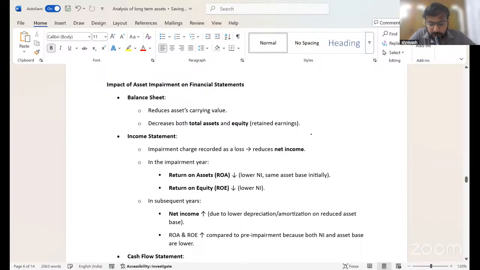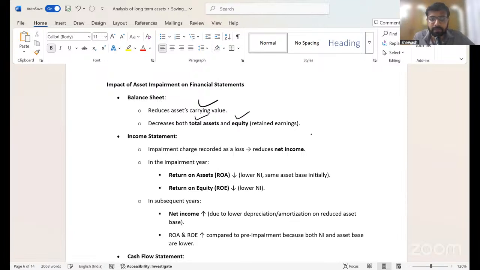Guys, what happens because of impairment on financial statements? Sir, in terms of the balance sheet, my assets value will go down for sure. And ultimately my total assets go down because the value of the asset is going down. Sir, because of impairment, there's a loss that is shown in the income statement, and because of the loss, my retained earnings go down. And because of my retained earnings, what happens, sir? My equity goes down. So ultimately, impairment reduces my asset's carrying value and also decreases my total assets and my equity.